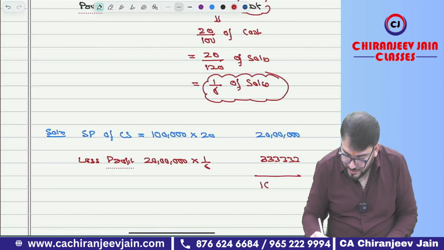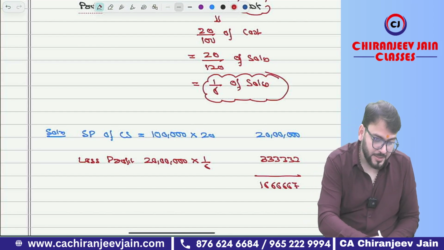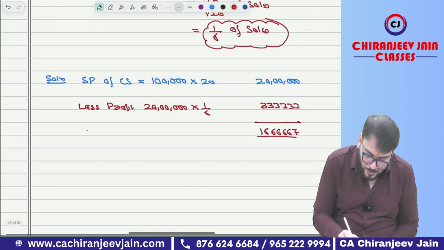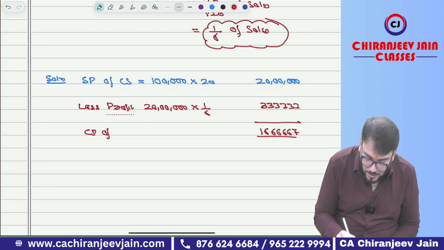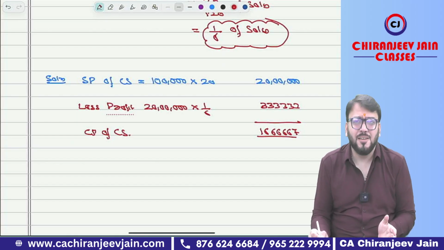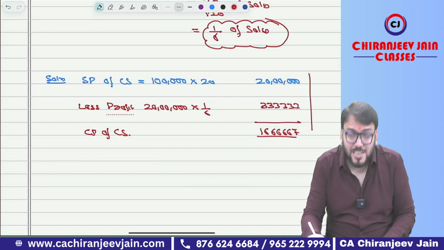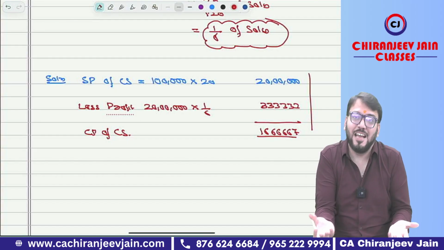That is 16 lakh 66,667. Correct? Understood. So this will be your cost price of closing stock. Very simple. But can I say life is not so simple? If they give this type of question at CA Inter level, then anyone can do it.